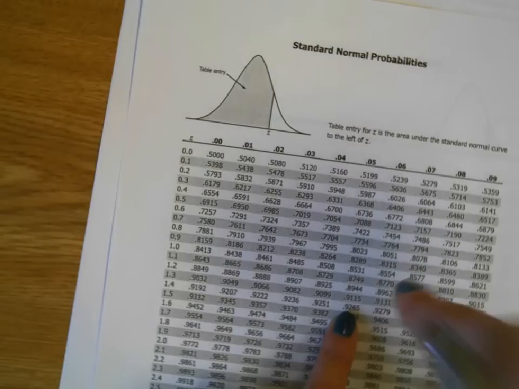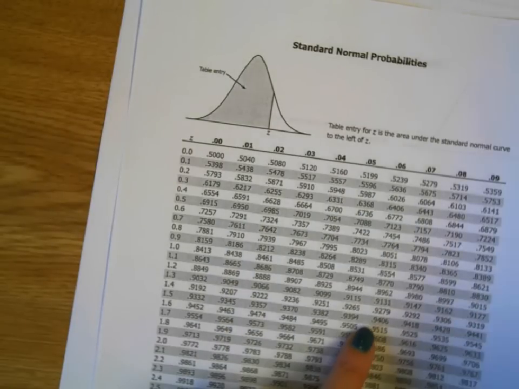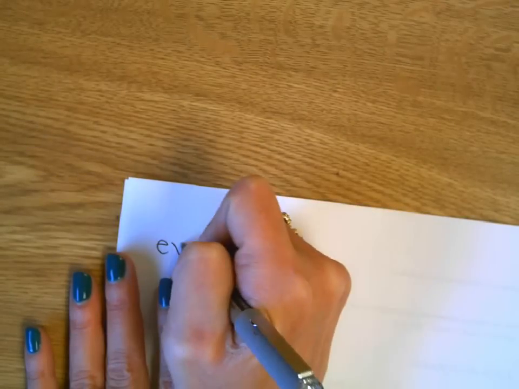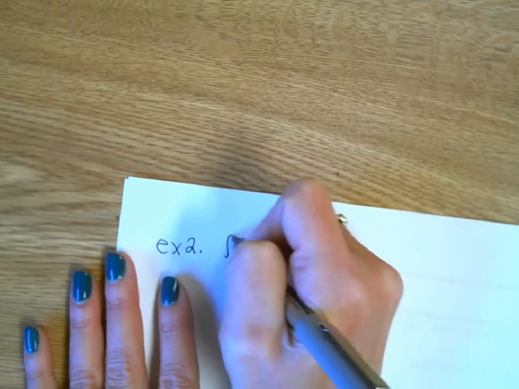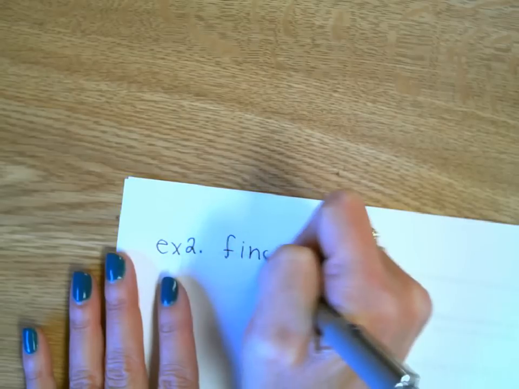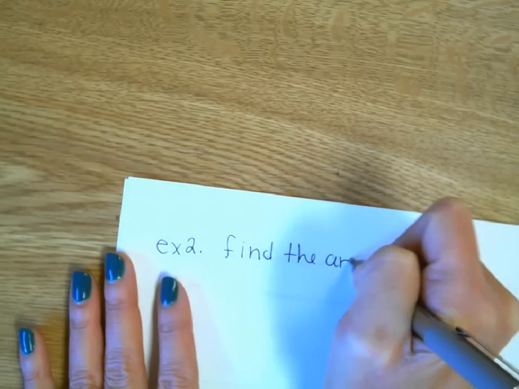So by the time we do 4 of these, you should understand what these numbers represent. Are you ready? Here we go. Sample 2. I will show you. Find the area.